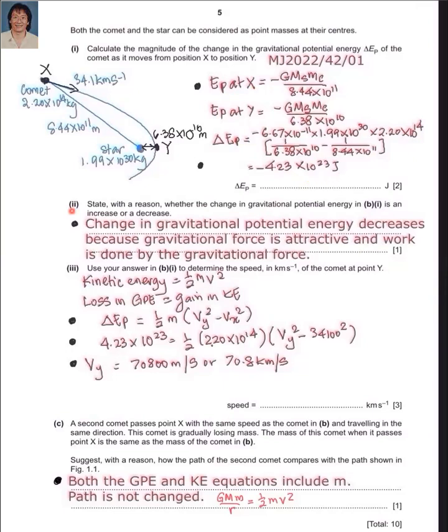Then in part 2, state with the reason whether the change in gravitational potential energy in B part 1 is an increase or decrease. The change in gravitational potential energy decreases because gravitational force is always attractive and work is done by the gravitational force. You can also see that there's a negative sign here. This negative sign shows that the gravitational potential energy decreases.